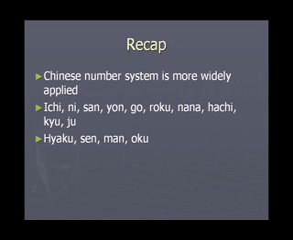It's time to recapitulate whatever we have learned so far. The Chinese number system is the more widely applied number system. The basic numbers are ichi, ni, san, yon, go, roku, nana, hachi, kyu, ju, and the higher level numbers are hyaku for 100, sen for 1000, man for 10,000 and oku for man, ichiman man.